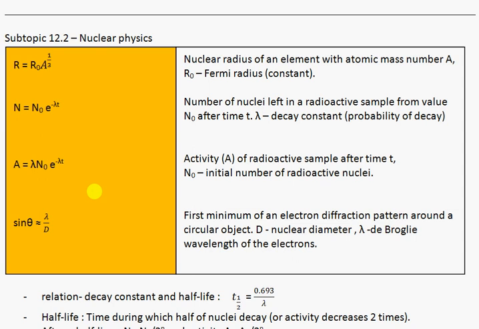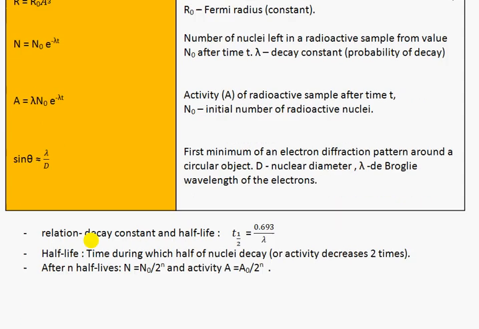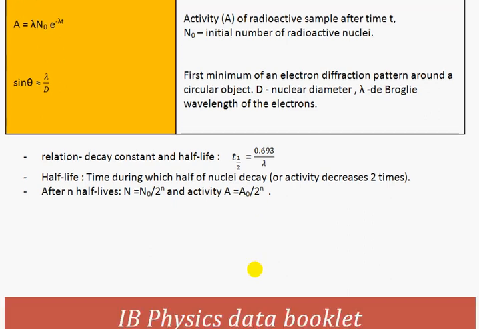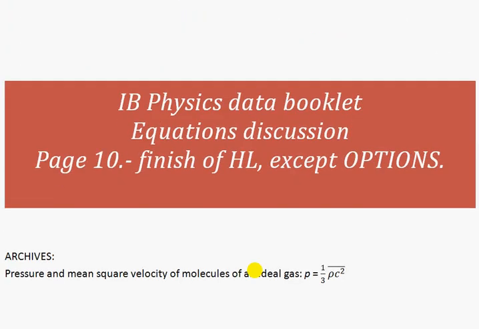An electron behaves like a wave when the size of the object is like a nucleus. So the nuclear diameter, lambda of the nuclear diameter, will give us the first minimum of diffraction of an electron moving through some lattice. A useful formula is the relation between half-life and decay constant. Half-life by definition is the time during which half of the nuclei decay or activity decreases 2 times. After n half-lives, the number of active elements will be given by this formula and activity by this formula. Finished.